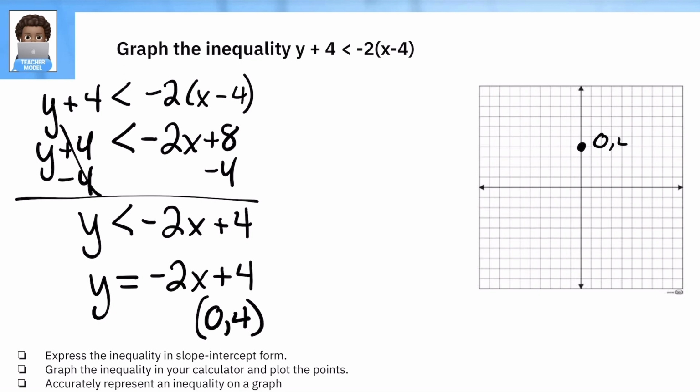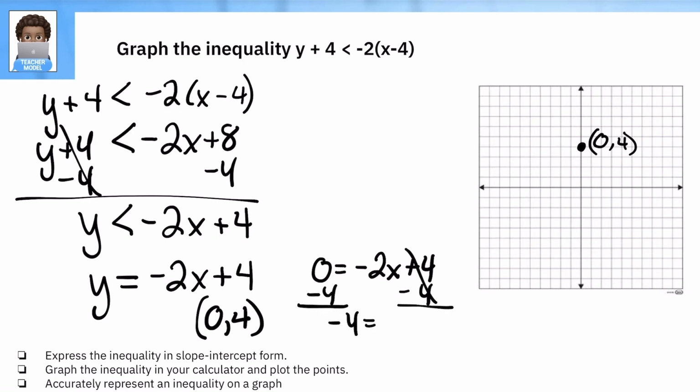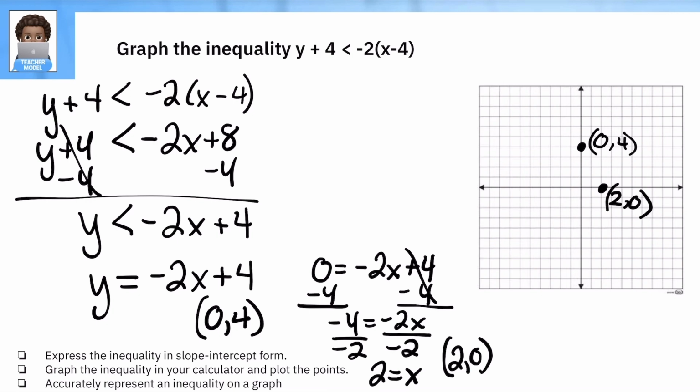So here's point 0, 4. Let's also use this equation to figure out what if y was 0. So 0 is equal to negative 2x plus 4, and we would just solve it. And we would get 2 is equal to x, or 2, 0. And that's really all we want in the beginning. We just want 2 points, so we can graph our line as if we were graphing a line.